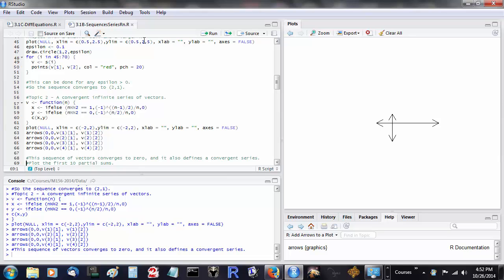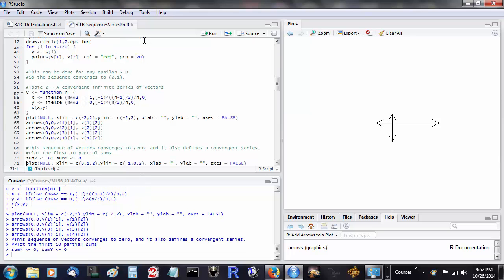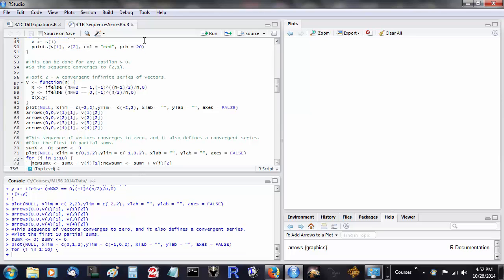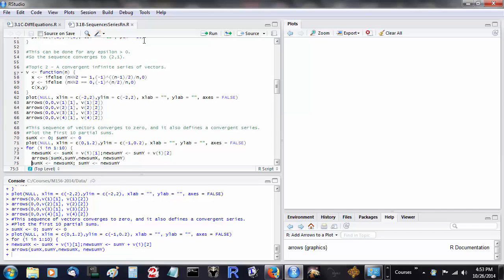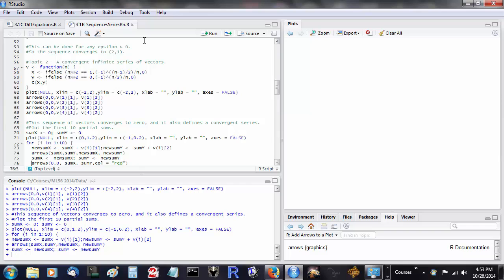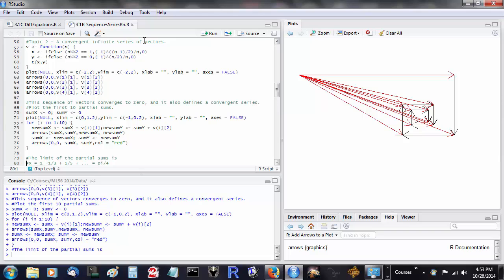Remember how we make sequences from series? We make the sequence of partial sums by adding together terms of the series. So I'll set up a variable to hold the x-coordinate and the y-coordinate of the sum, set up a nice empty plot, and for each value from 1 through 10, I will update the sum, draw arrows from the old sum to the new sum, and then store the new sum in sum x and sum y. And now you can see I've drawn the arrows of the original series in black, and I've drawn the sequence of partial sums in red. So the question is, what's the limit of the partial sums?